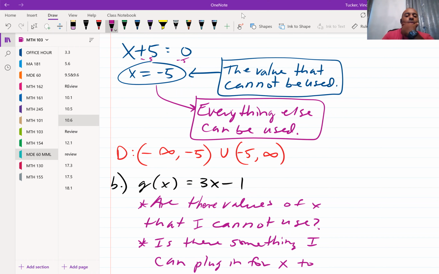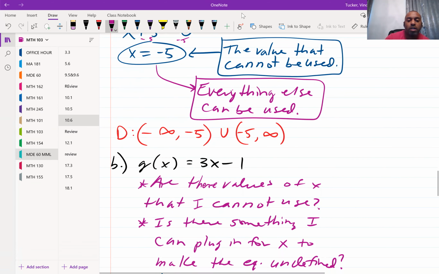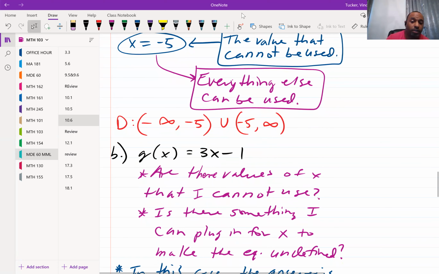All right, so the next one, g of x is equal to 3x minus 1. So here, we're looking at 3x minus 1. Once again, you have to ask yourself, are there values of x that I cannot use? In other words, is there something I can plug in for x to make the equation undefined?